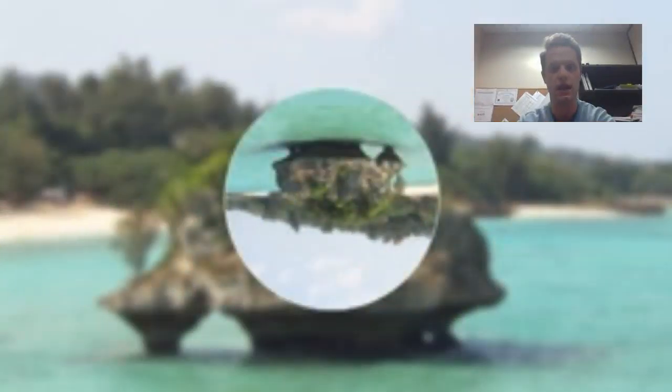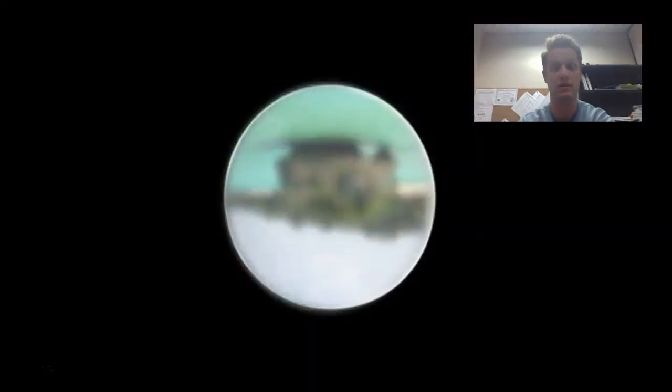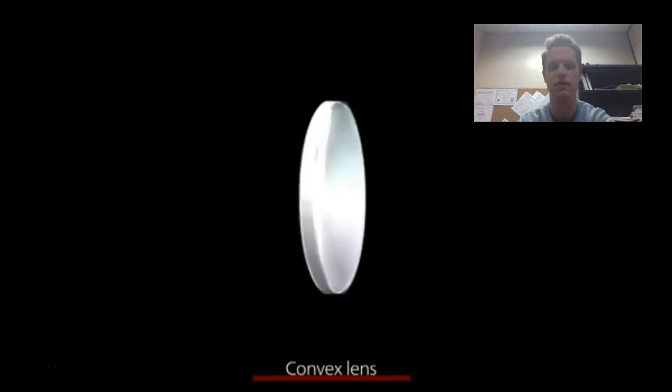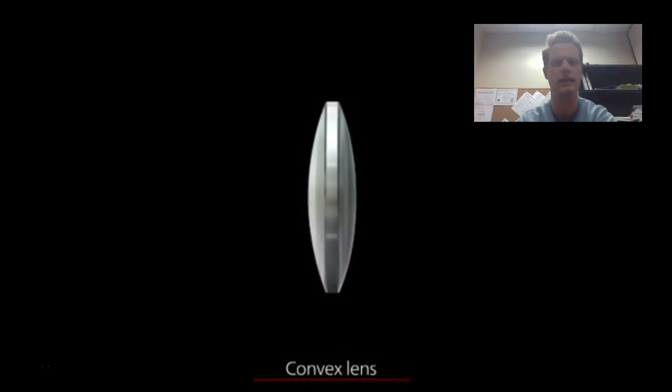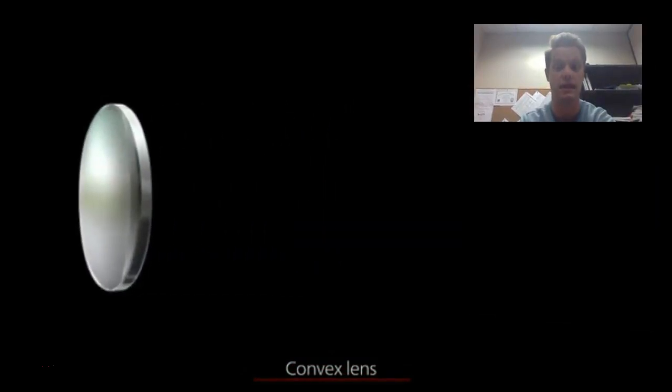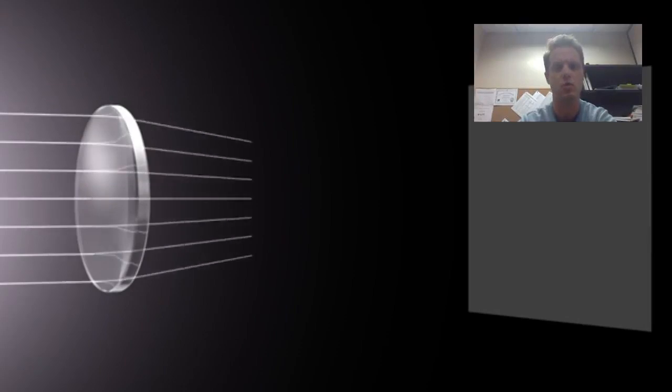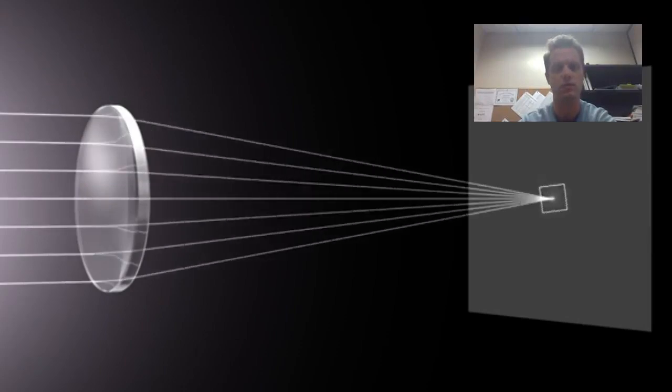Take a look at the image that you have in front of you. A lens can actually flip an image upside down. Now, why is that? That's a very important question. Well, first of all, the type of lens that we're using is known as a convex lens. And a convex lens will take the light rays and will focus them on a focal point.